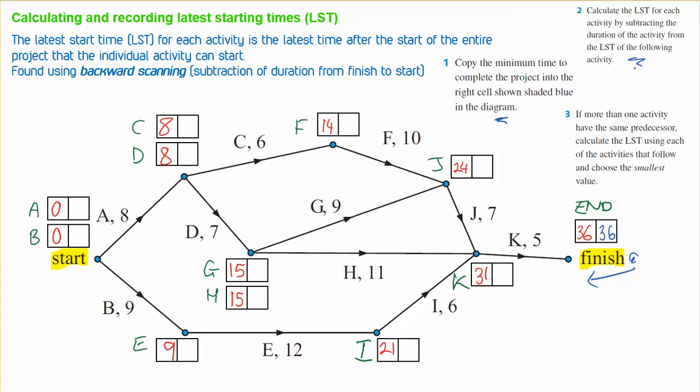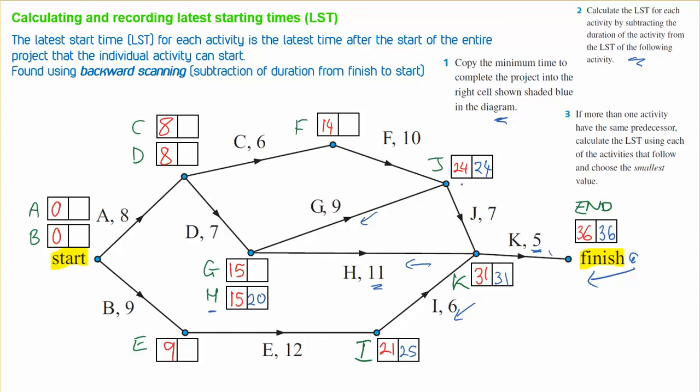For part 2, it says to calculate the lowest starting time by subtracting the duration from the lowest starting time that we just had. So we would go 36 minus 5 takes us to 31. Now we can actually backward scan throughout the whole network. 31 minus 7 takes us to 24. 31 minus 6 takes us to 25. If we go down H, 31 minus 11 equals 20, and we put that next to H.